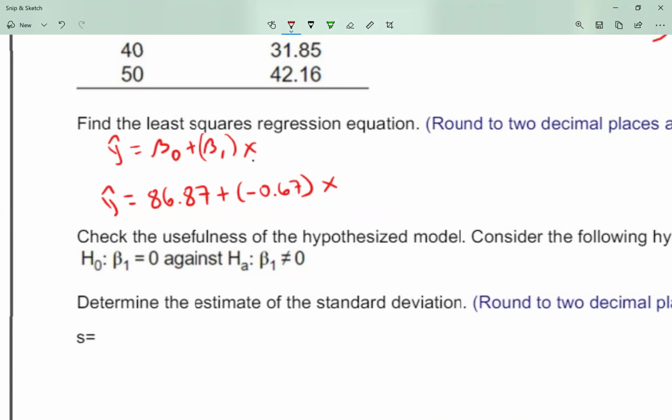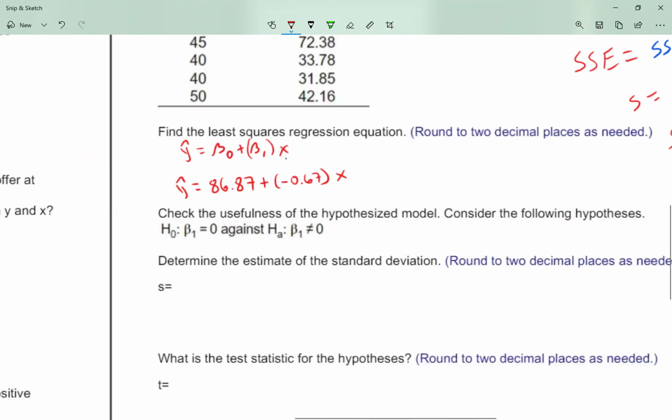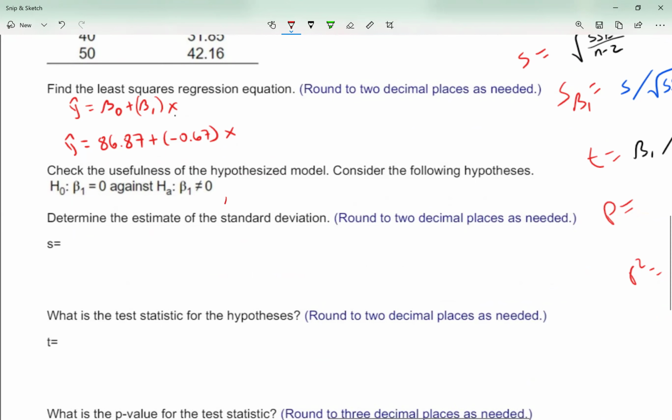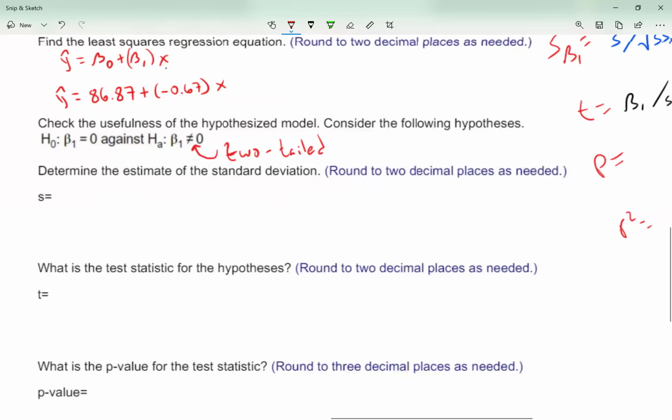Okay. Now check the usefulness of the hypothesized model. Consider the following hypotheses. My null hypothesis is that my beta 1 is 0, so my slope is 0. And my alternate hypothesis is that my beta 1 is not equal to 0. Because of this hypothesis, this is a two-tail test.